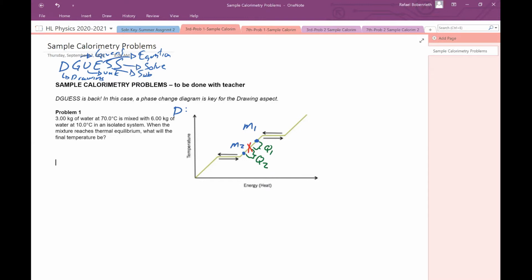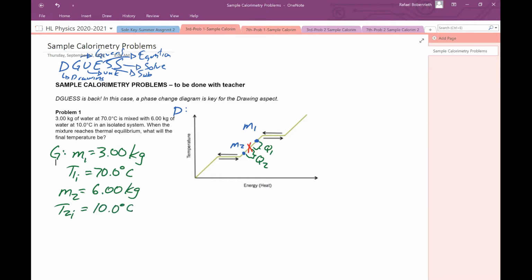Because what I've set up with my drawing is a conceptual understanding of the problem. And from there, what are our givens? Well, we know M1 equals 3.00 kilograms. We know the initial temperature of mass 1 is 70.0 degrees Celsius. We know mass 2 is 6.00 kilograms. And we know the initial temperature of the second substance is 10.0 degrees Celsius. Got my drawing, got my givens.